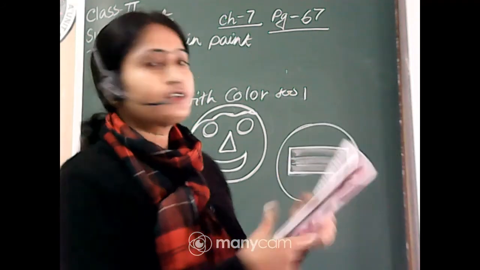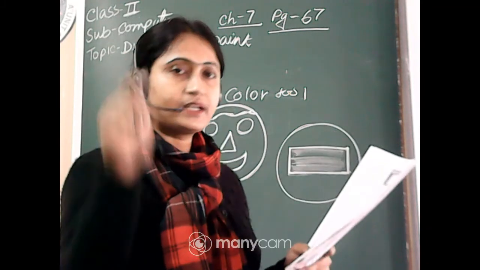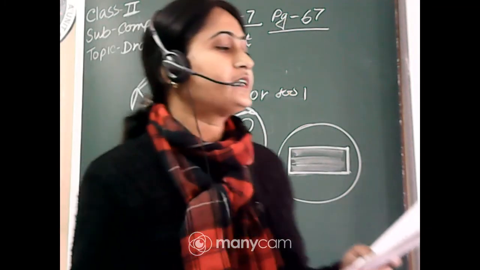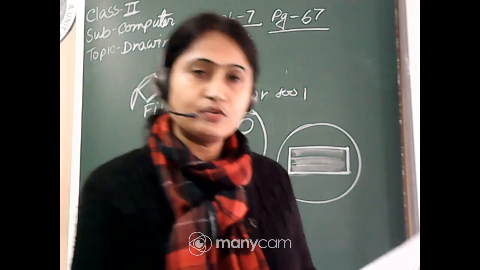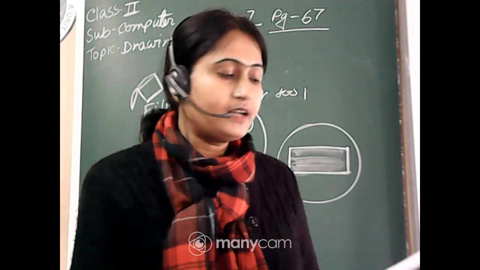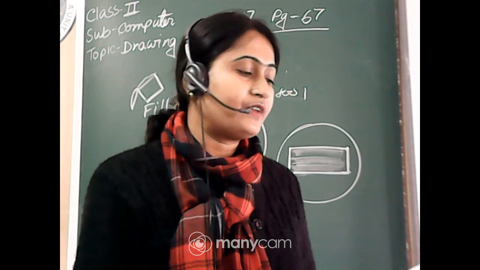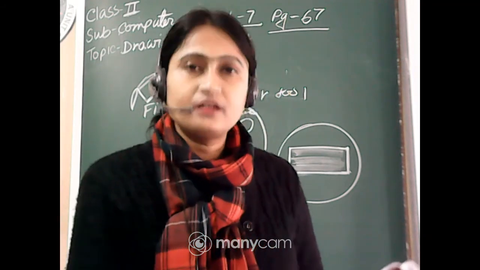For the background color, you have to click on the color 2 button. Now click on the red color from the colors group which you want as the background color. Now select the fill with color tool and fill the circle with that color.